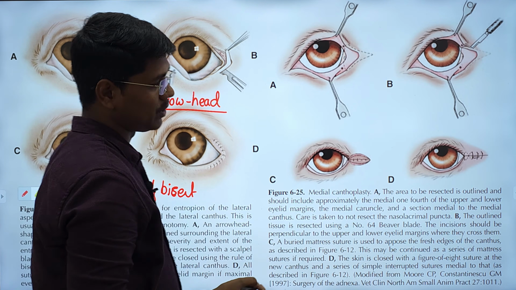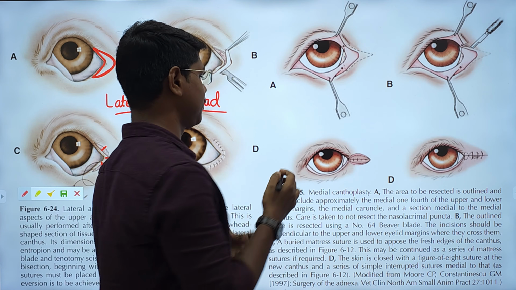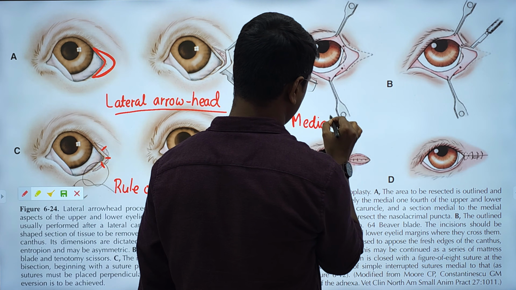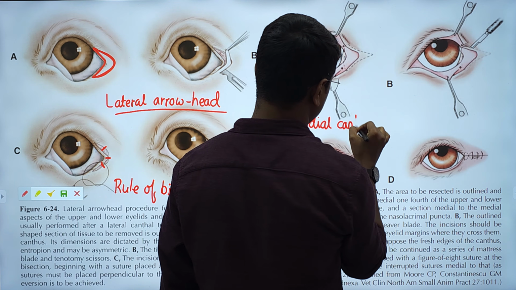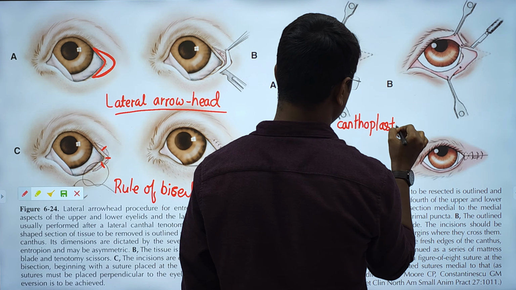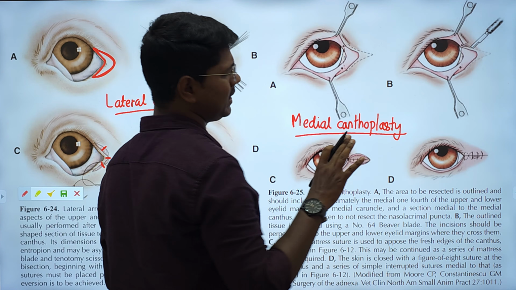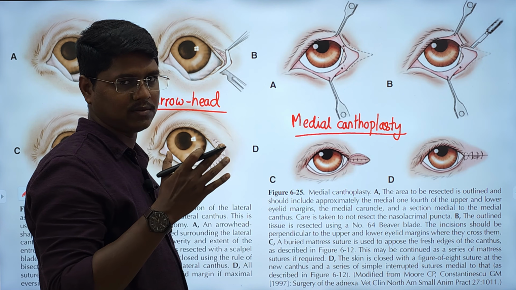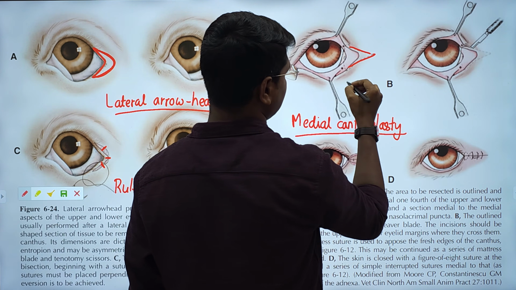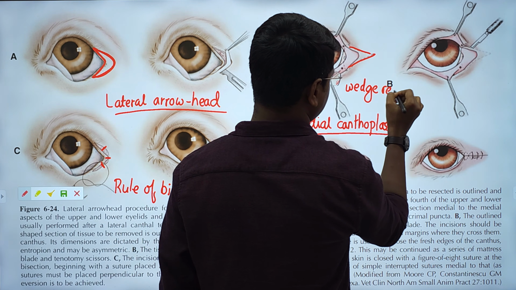Now for medial canthus entropion, the surgical correction is medial canthoplasty. Here it is simply a wedge resection. A triangular piece will be taken out, then it will be sutured, just like a wedge resection.